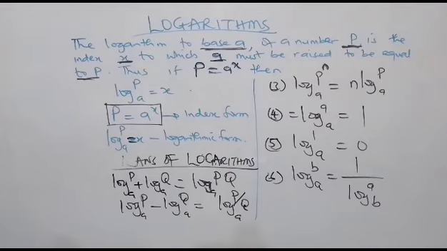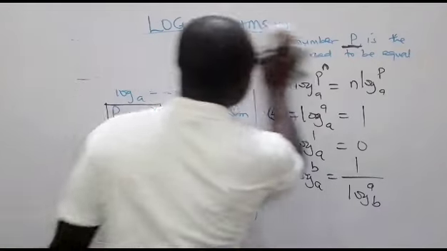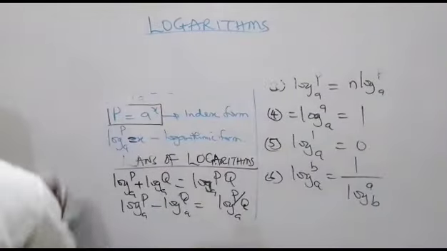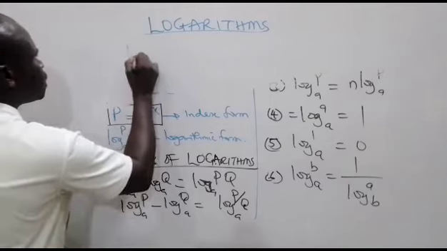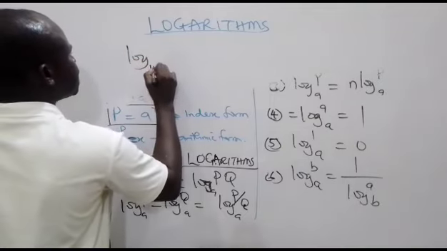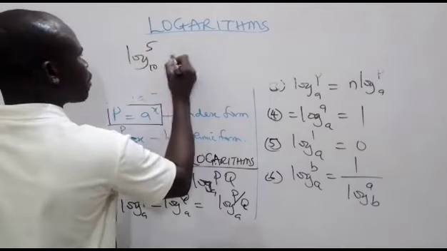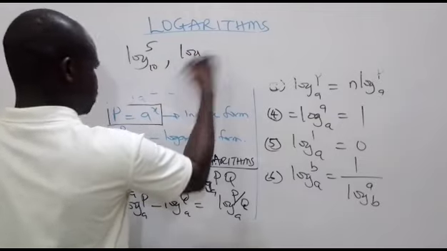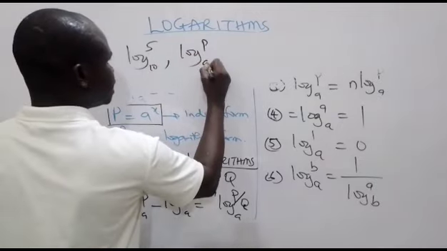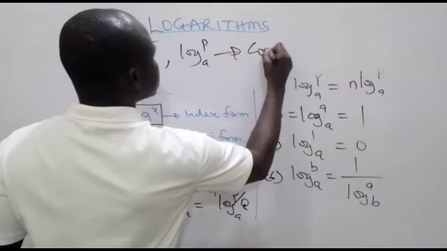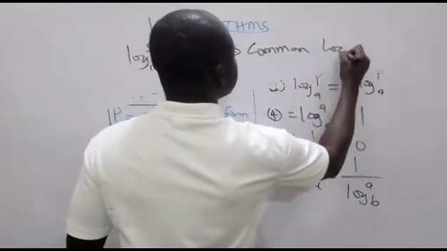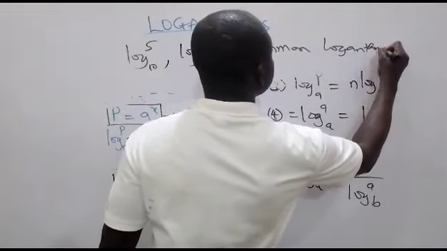But we have the one that is called a natural logarithm. That is what we will discuss, then we close and continue from there some other time. So, for instance, if you have log 10 base 5, or log P base A, all these are called common logarithms.